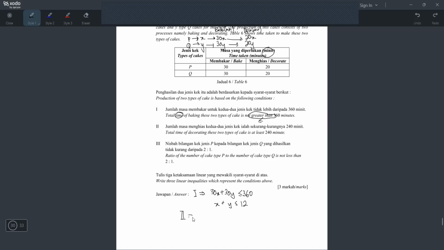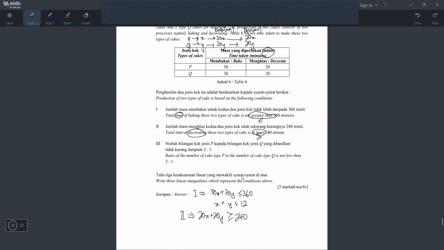Second inequality. 360 bahagi 30 is 12, right? Betul. Second one: total time of decorating. So they mentioned the keyword here. Total time of decorating, two types of cake, is at least. At least, sekurang-kurangnya, simbol dia bigger sama dengan. So I straight away write at least 240. And then the total time for decorating is not X plus Y, it's 20X plus 20Y.